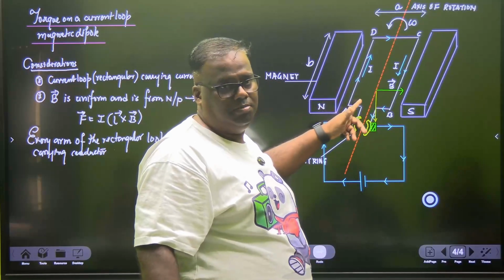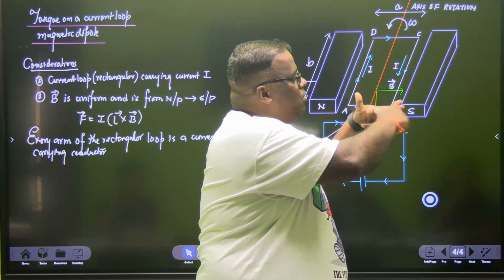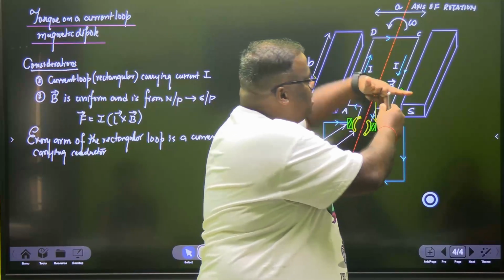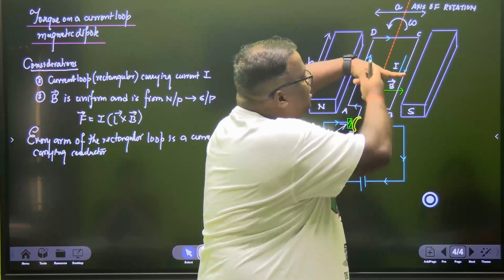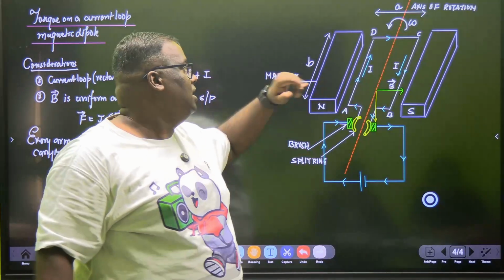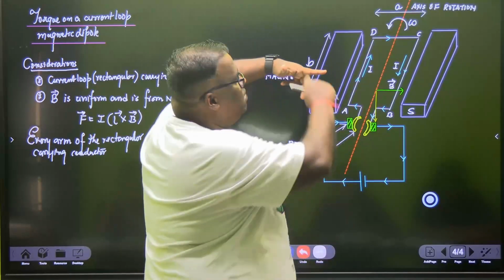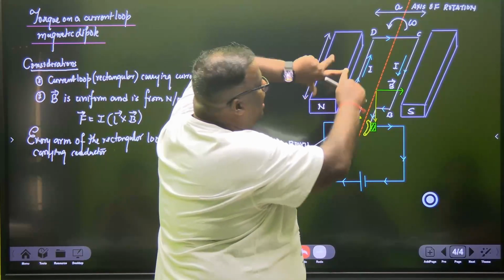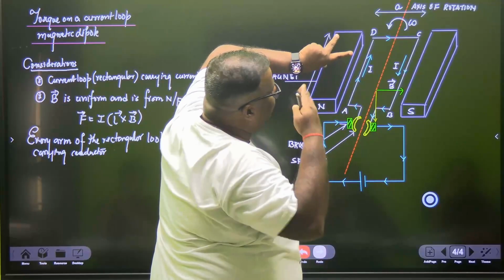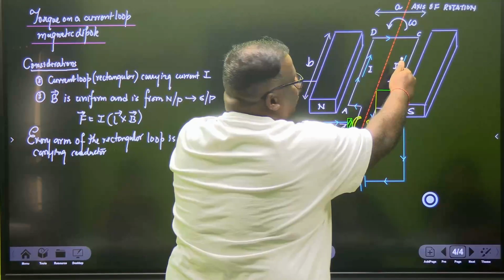At the same time, B is in this direction. F, B, I. B is in this direction. I is in the downward direction. Then the F is in this direction. BC wants to come out of my screen, right? Just see the magic. What is happening at AD? At AD, again, B is in this direction. I is in the upward direction. AD wants to go in. So it's like this, see? This fellow wants to come out, this fellow wants to go in.